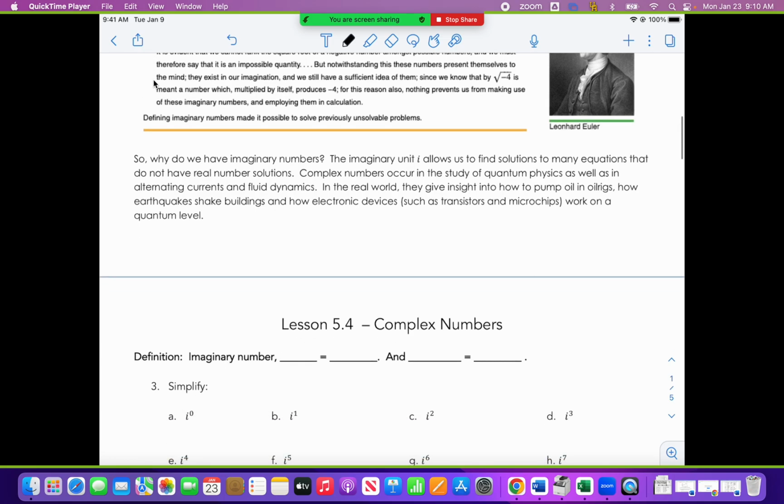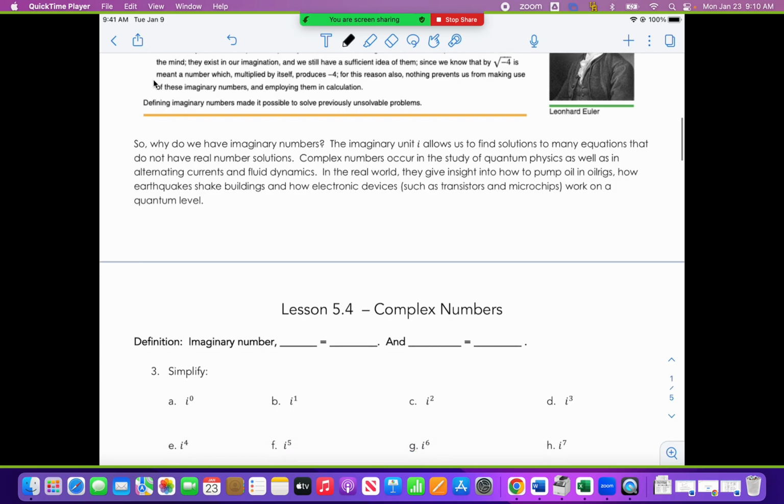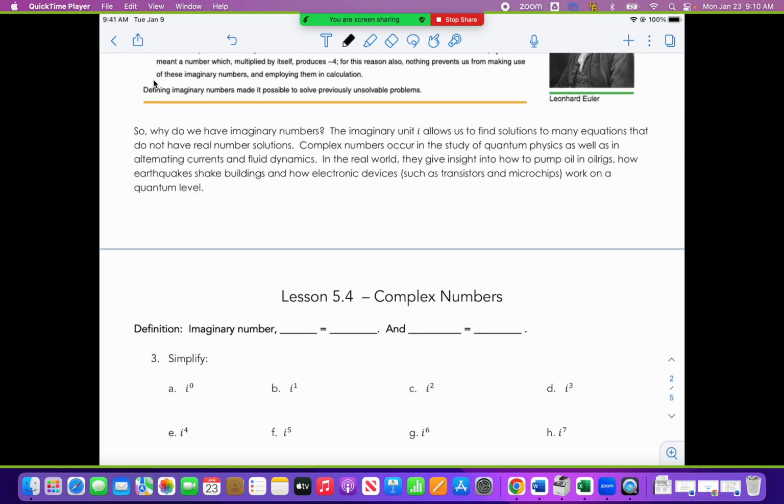So why do we have imaginary numbers? The imaginary unit i allows us to find solutions to many equations that do not have real number solutions. Complex numbers occur in the study of quantum physics, as well as in alternating currents and fluid dynamics. In the real world, they give insight into how to pump oil in oil rigs, how earthquakes shake buildings, and how electronic devices such as transistors and microchips work on a quantum level.